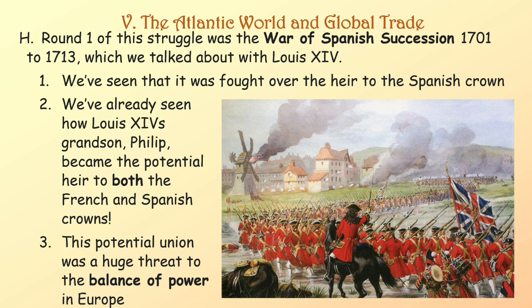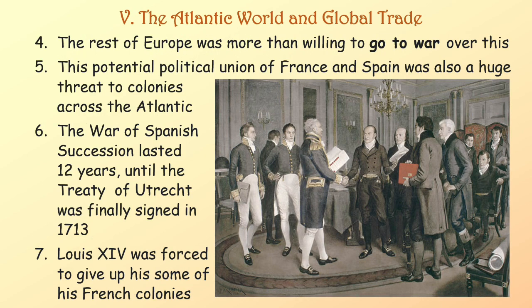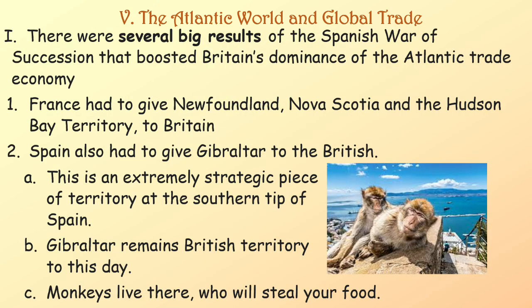We've already seen how Louis XIV's grandson, Philip, became the potential heir to both the French and Spanish crowns, and this potential union was a huge threat to the balance of power in Europe. The rest of Europe was more than willing to go to war over this, and this potential political union of France and Spain was also a huge threat to the colonies across the Atlantic. So the War of Spanish Succession lasted 12 years until the Treaty of Utrecht was finally signed in 1713, and Louis XIV was forced to give up some of his French colonies in this treaty.